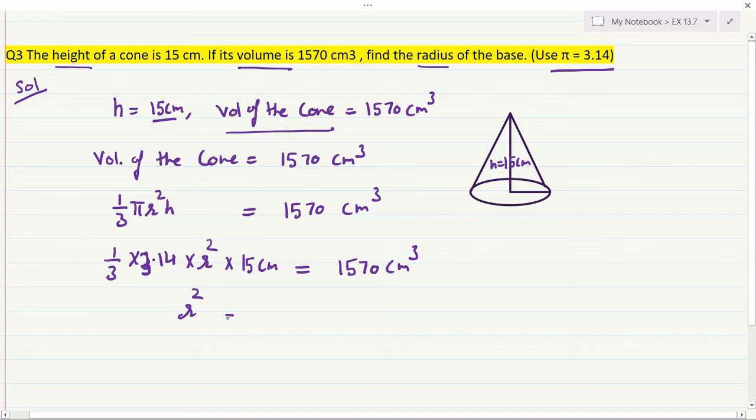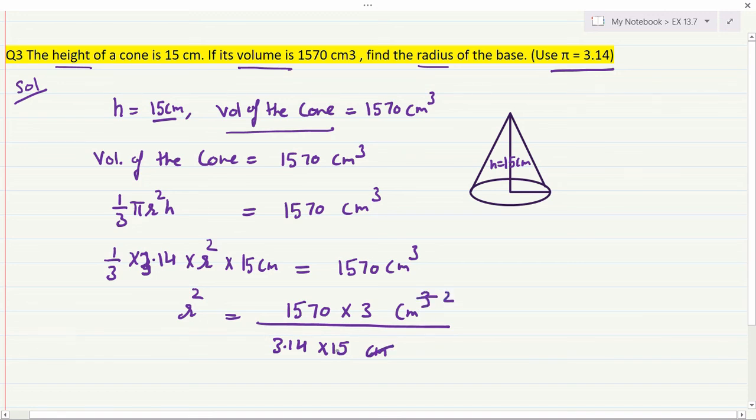So I will take r square here and the rest of the part I will take here. And all of you know how you can take this value. 3 which is dividing here will come here in multiplication form, and the rest of the numbers will come in the denominator, right? Now here it is centimeter cube. 1 centimeter will cancel with 1 centimeter. Centimeter square is left here, right? Now 3 ones are 3, 3 fives are 15, 5 ones are 5, 5 threes are 15, and 5 ones are 5 and 5 fours are 20.